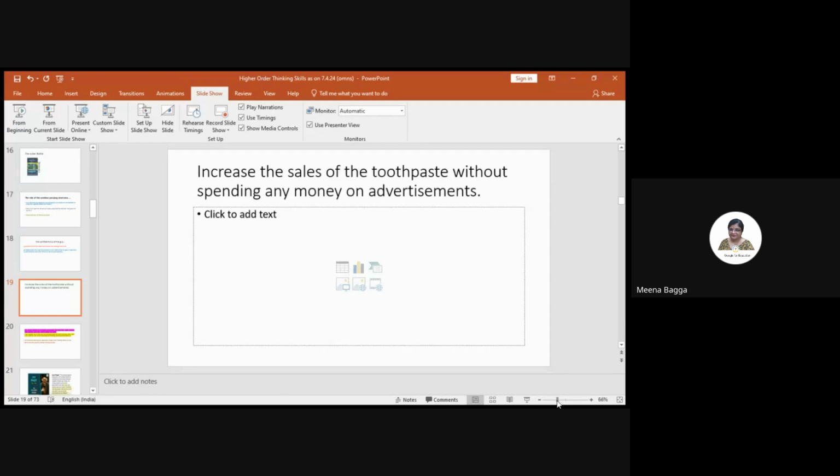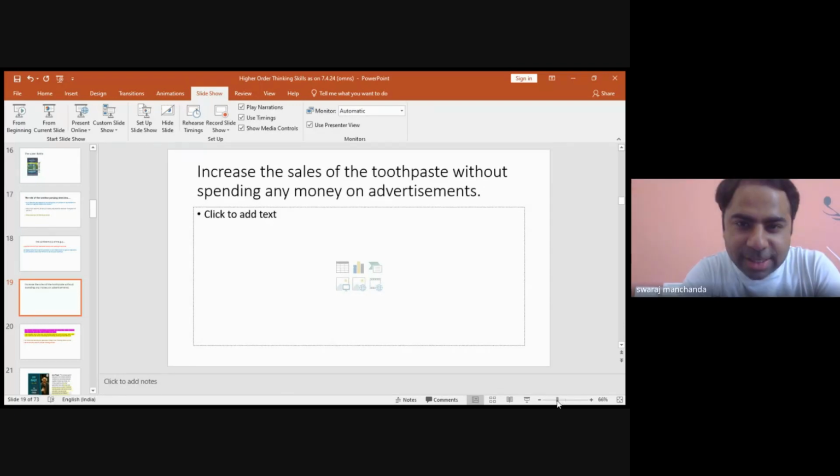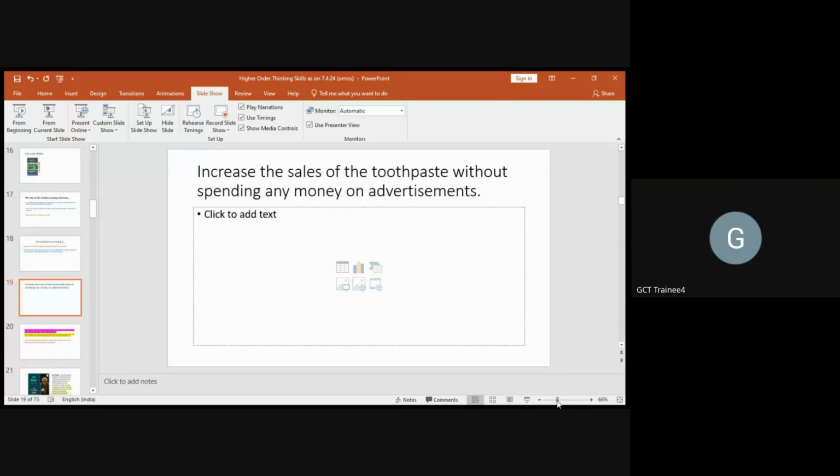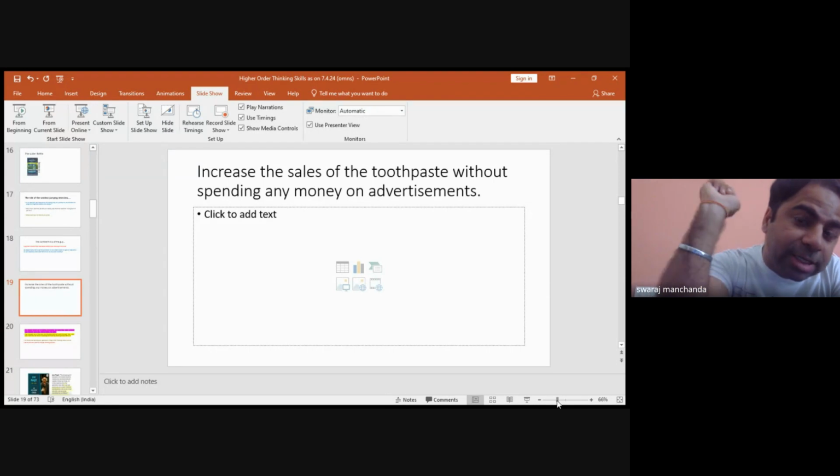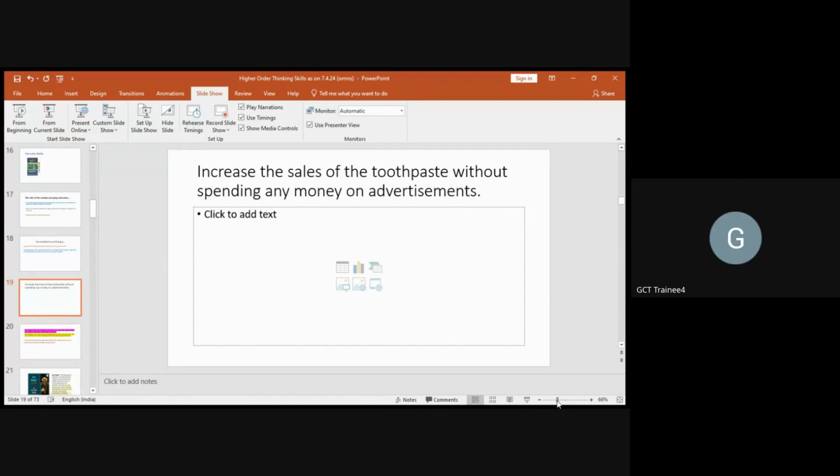Okay. So this was a question posed by an employer to one of his salesmen: we want to increase the sales of XYZ toothpaste brand. We don't want any expenditure on ads. We don't want to change the quantity. We don't want to change the price. We don't want to alter the product, but we want to increase the sales of the product. How will you do it?